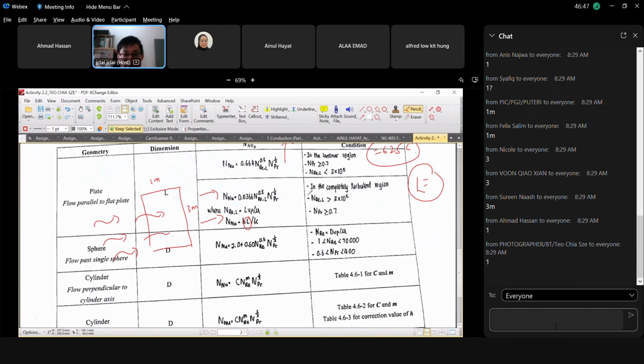Nico, I saw you type 3. Nico, are you there? Yes, doctor. Could you please share with us why you typed 3? Okay. I typed 3 because if you want to compare length and width, usually the length is longer than the width because this is a plate, right? So that's why I think 3 meters. Okay, so you take 3 because length is normally longer, right? Yeah. Okay.